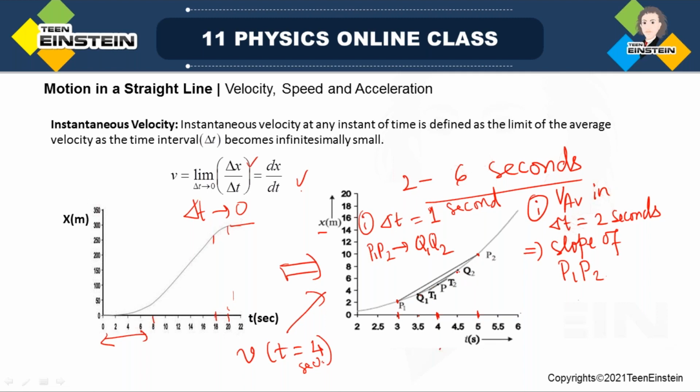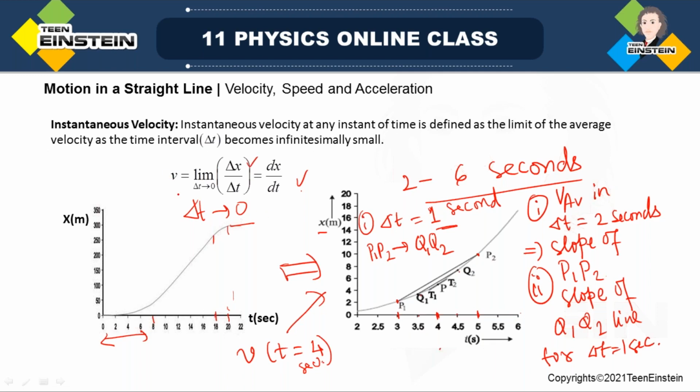That means in between 3.5 and 4.5. So this will give you 1 second time interval, keeping 4 second in the middle. Now, average velocity for this time interval is the slope of Q1, Q2 line, okay, Q1, Q2 line for the interval delta t 1 second. Okay, I hope you are understanding.